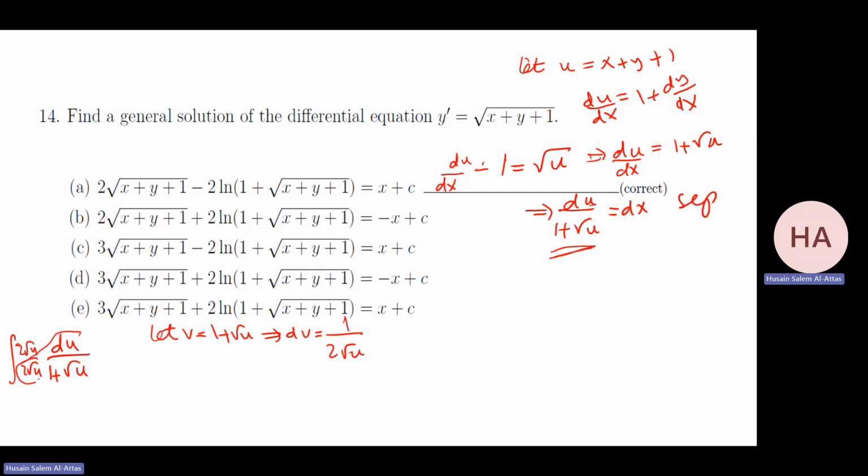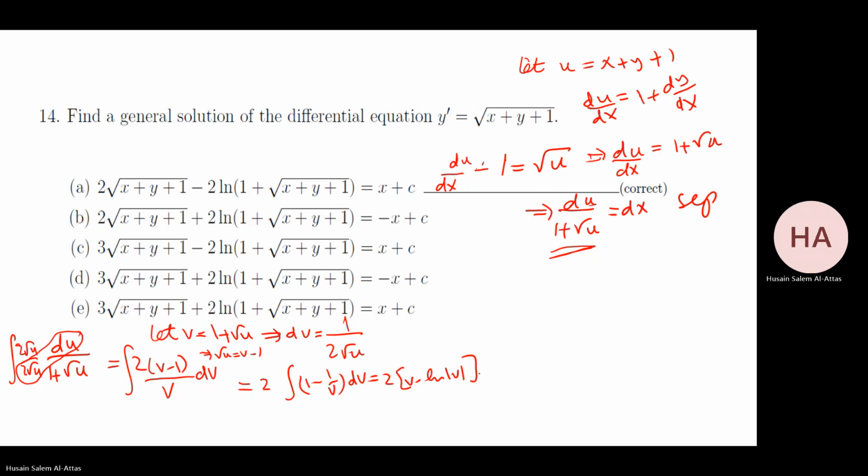Which is, this will be my dv. So that will be 2. If v equals 1 plus square root of u, then square root of u is v minus 1. So the integral is (v minus 1) over v dv. Take the 2 outside. I have 1 minus 1 over v dv, which is 2 times (v minus ln of v) plus c.